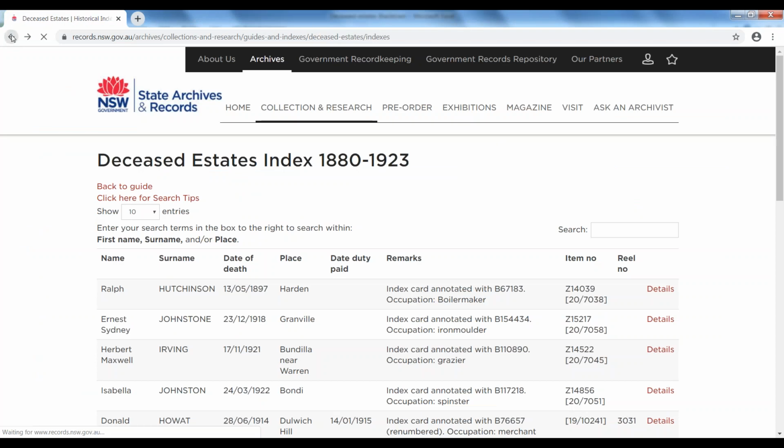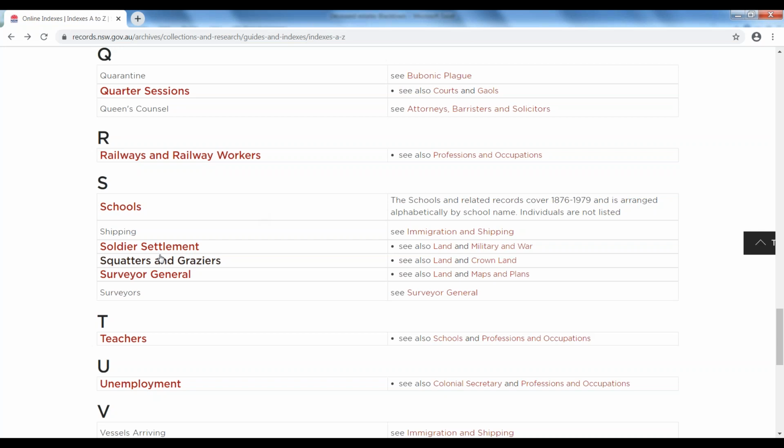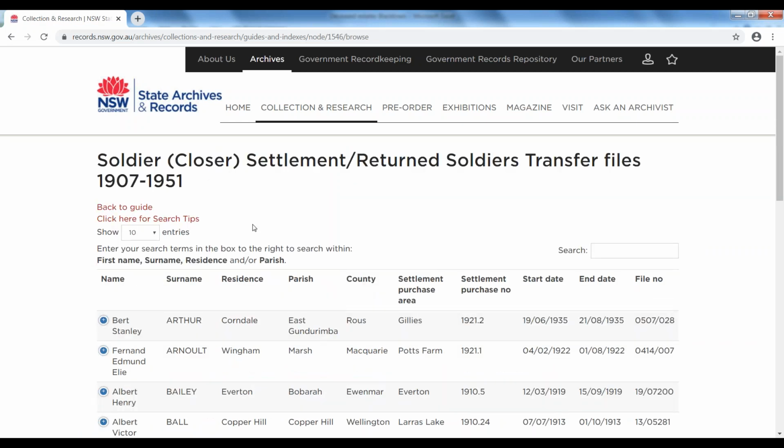And the final index we'll look at is one of the soldier settlement indexes. This is a different sort of index. It covers the files about the transfer of land ownership originally obtained under the Closer Settlement Acts from 1901 to 1907, and there are a few, and a Returned Soldiers Act in 1916. So these were set up to help people to get land in areas where there were previously large properties. They cover roughly 1910 through to about 1950.